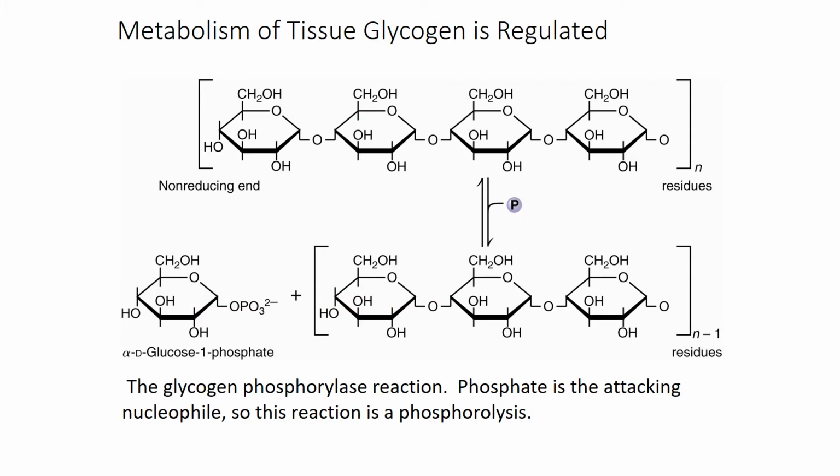So again, here is a branch. We have the non-reducing end. We're going to have phosphorylation of that non-reducing end, and then a cleavage. Glycogen phosphorylase is going to phosphorylate or add that phosphate molecule to that non-reducing end, and we will finally have that cleavage.